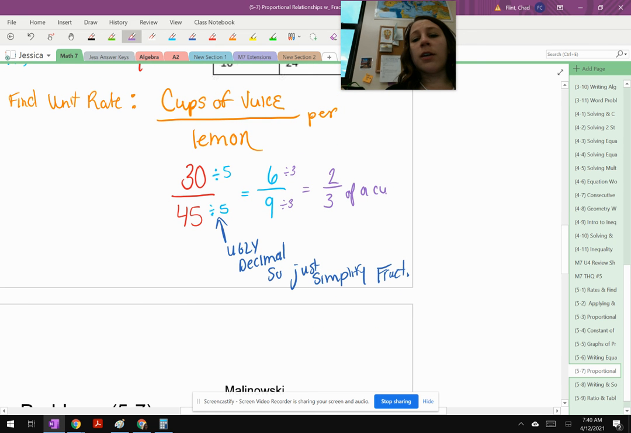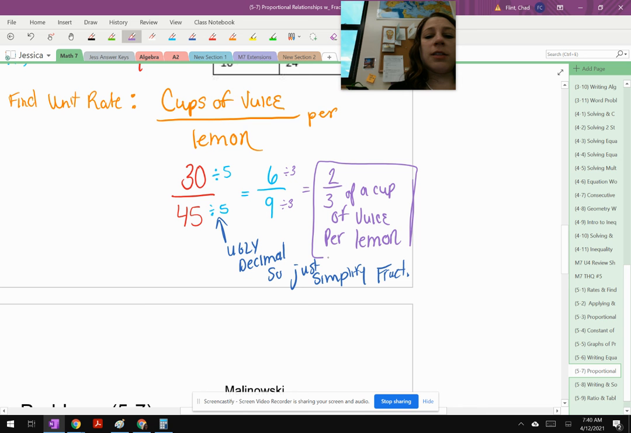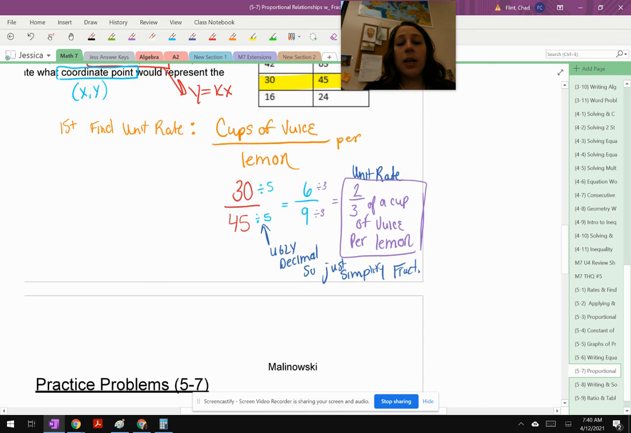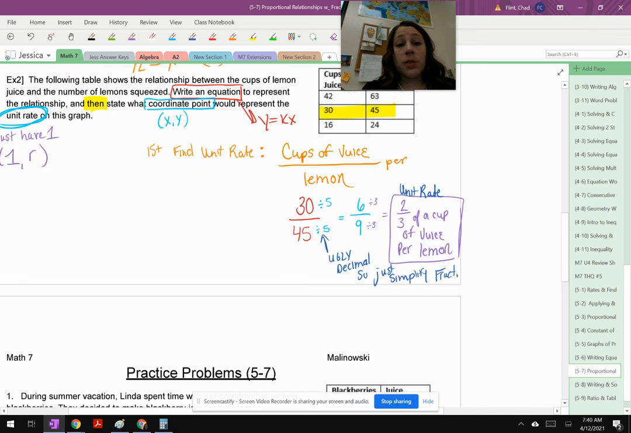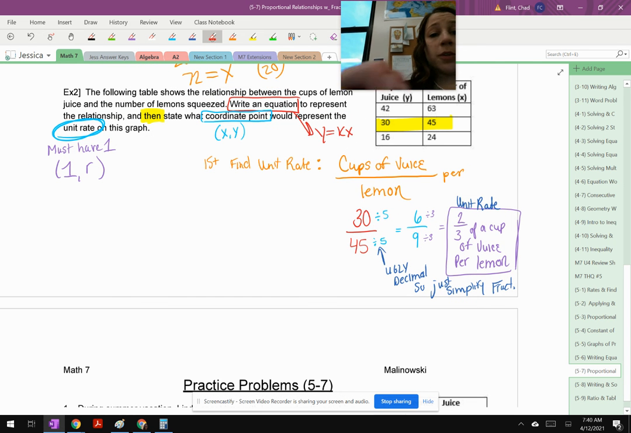of a cup of juice per lemon. Because again, the labels are most important here because it's not a unit rate until you have those labels on it. So 2/3 of a cup of juice for each lemon squeezed. So first part was write an equation. Now that I have my unit rate, I can absolutely write an equation.